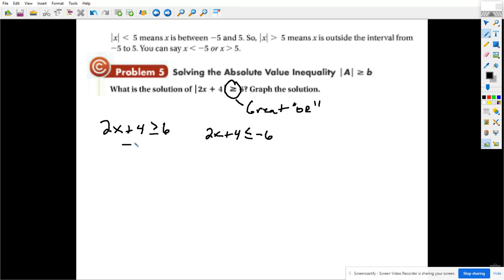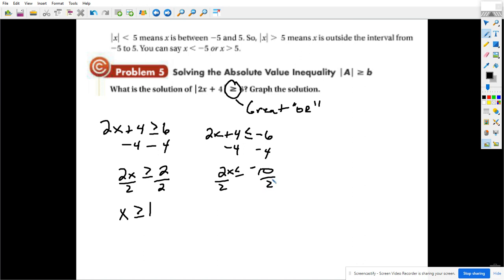So solve these, subtract 4, 2x is greater than or equal to 2, divide by 2, you get x is greater than or equal to 1. Here, subtract 4, 2x is less than or equal to negative 10, divide by 2. Notice I'm dividing by 2, so I'm not going to flip anything.